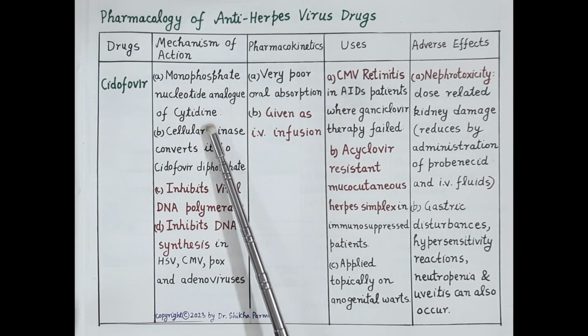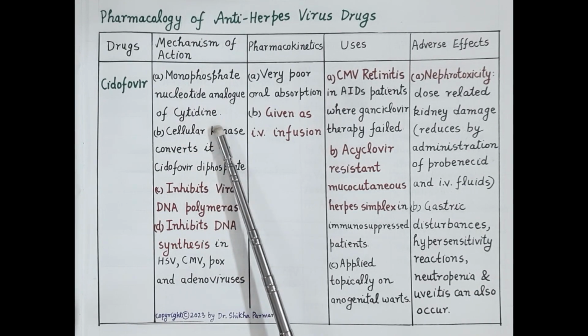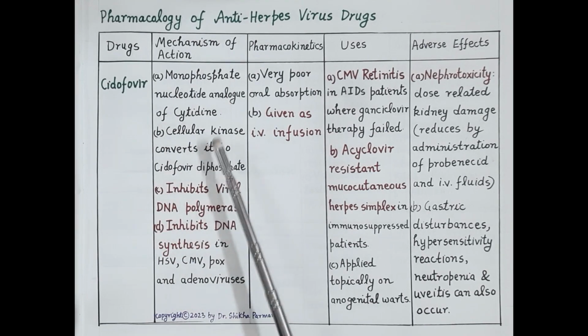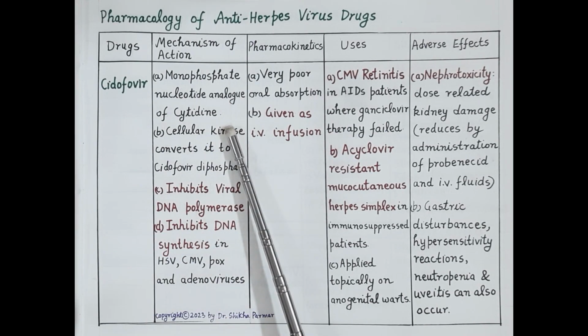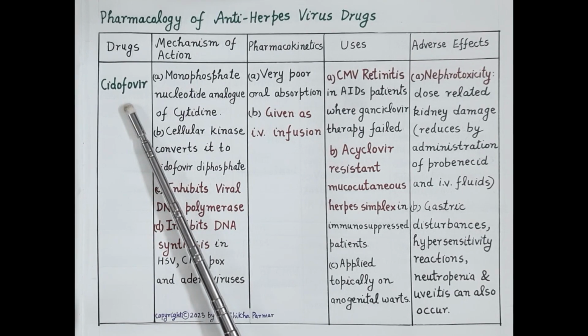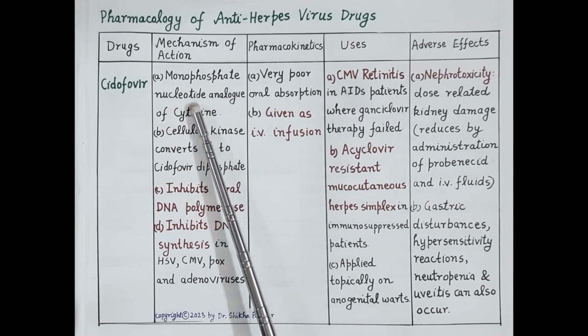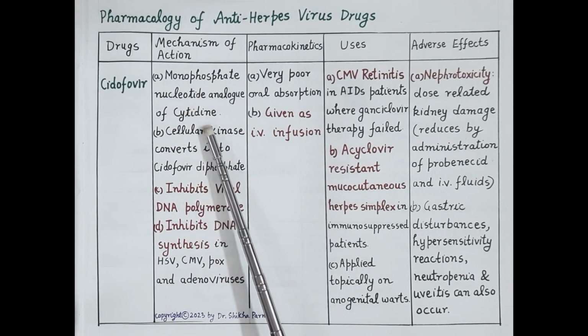Now here it's very important to understand that cytidine is a nucleoside in which cytosine is the base and it has a sugar. Now, if a phosphate group is added to this cytidine, it will become a nucleotide. Now, structure of Cidofovir is similar to cytidine. In addition to that, Cidofovir also consists of a phosphate group. So, Cidofovir is a monophosphate nucleotide that is an analog of cytidine.